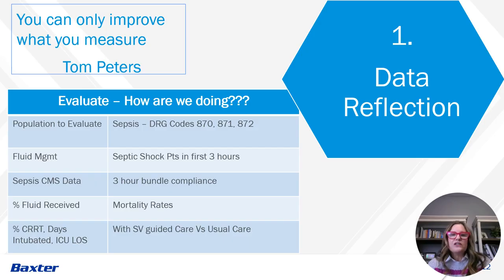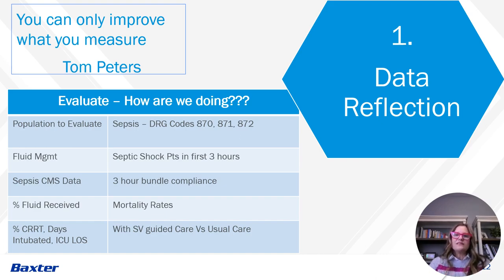As far as fluid management, you could also pick the septic shock patients in that first 3 hours. I like looking at the sepsis CMS data and looking at that 3-hour bundle compliance. That may help you, because that data should already be gathered, or they should be gathering that fairly consistently. And then the percentage of fluid received, you could look at that based on mortality rates. You could also look at your stroke volume guided care versus usual care to look at that change in your percentage of CRT, your days of intubated patients, length of stay for the ICU.